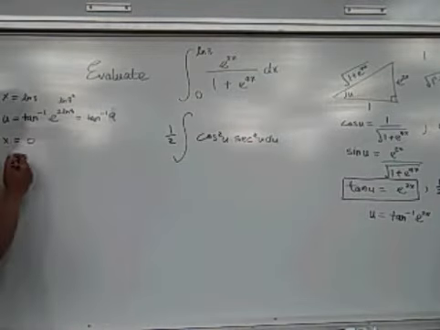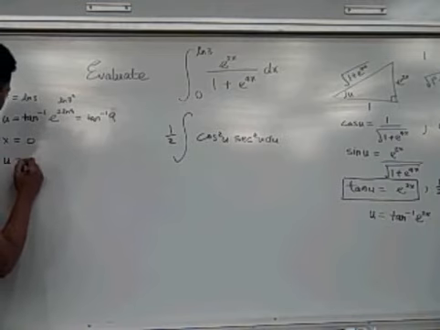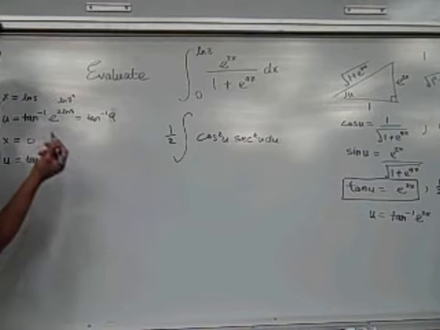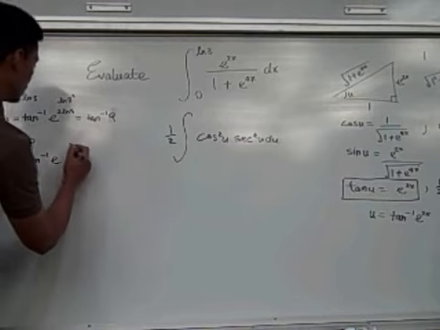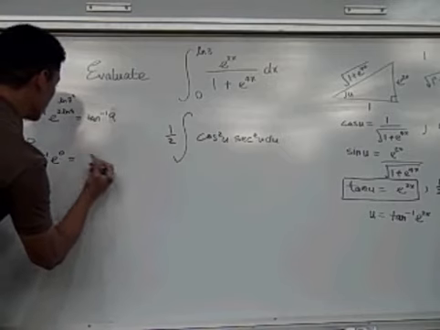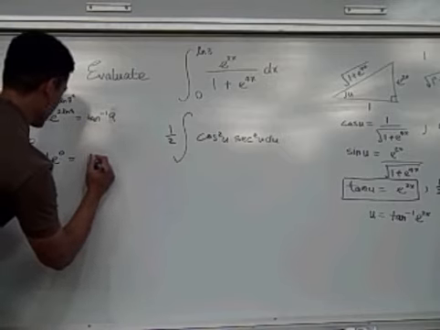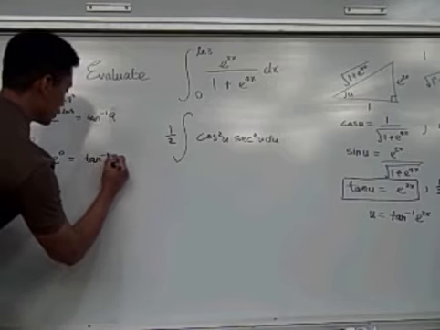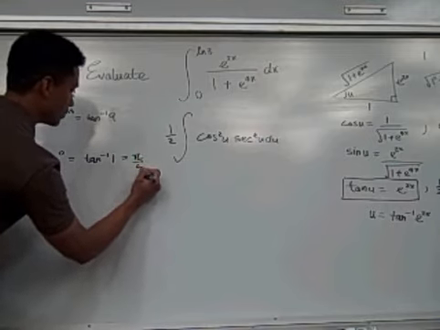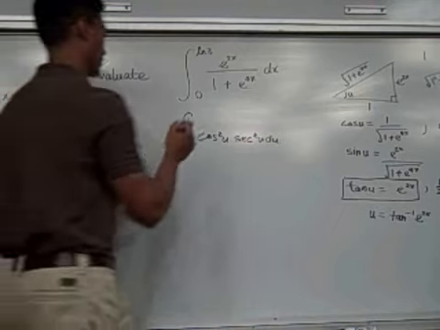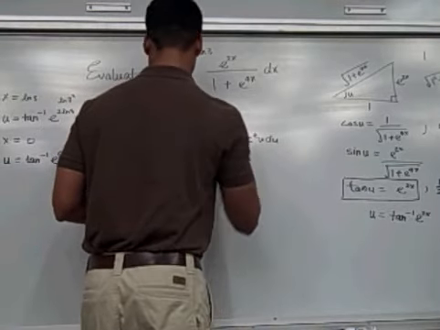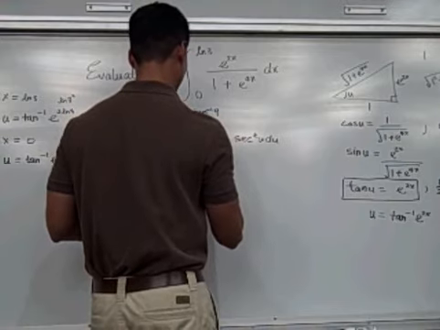And then when x is 0, e to the 0 is 1, so you have arctangent of 1. What is arctangent of 1? It's 45 degrees, so pi over 4. So we have arctangent of 9 here and pi over 4 here.